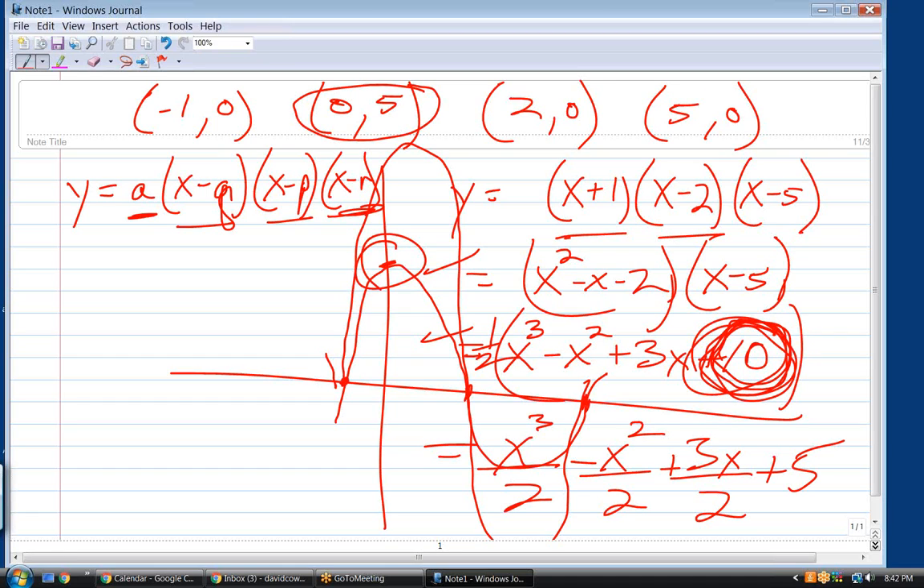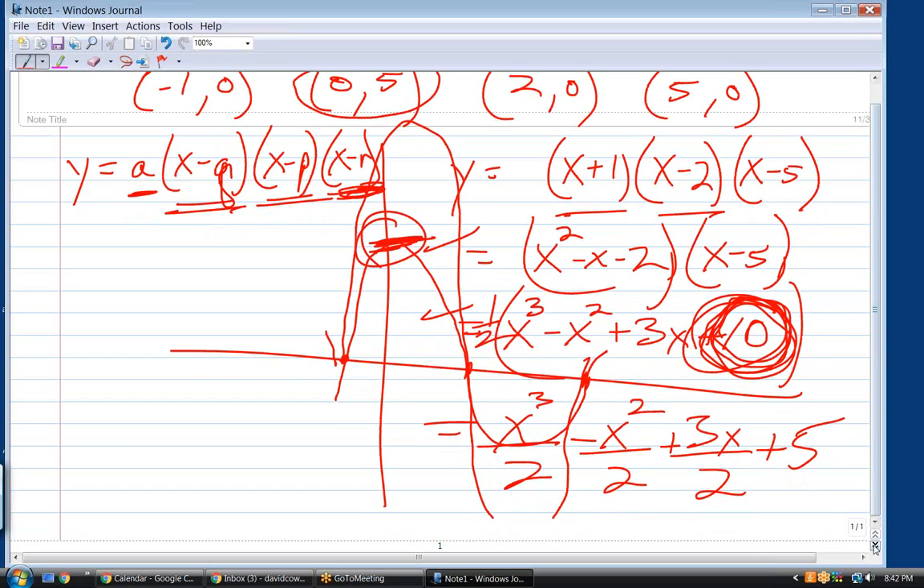So, I don't know how you could plug it in directly for A. I think you have to multiply these 3 together in order to figure out what the constant would be. And then figure out what A has to be in order to give us the point 0, 5. The only way you're going to have this function go through that point right there is if A is 1/2. All right. What else you got?